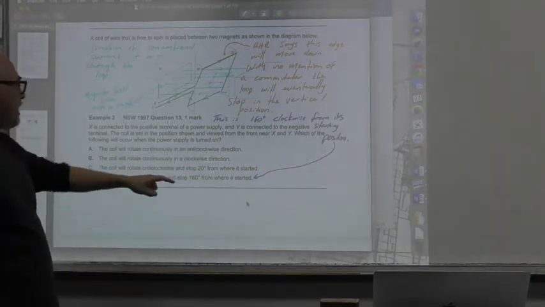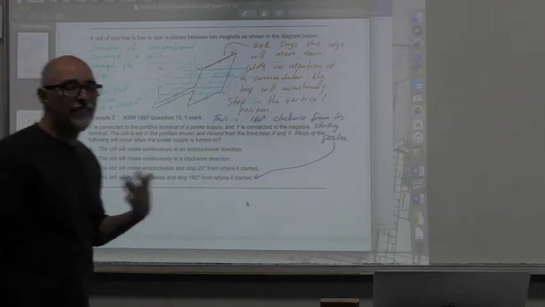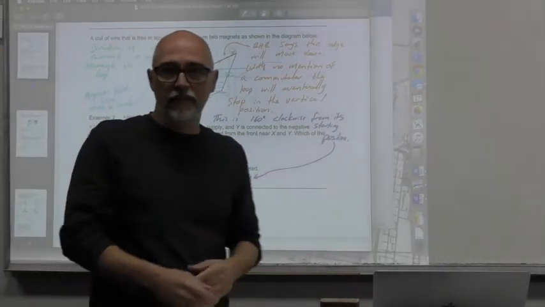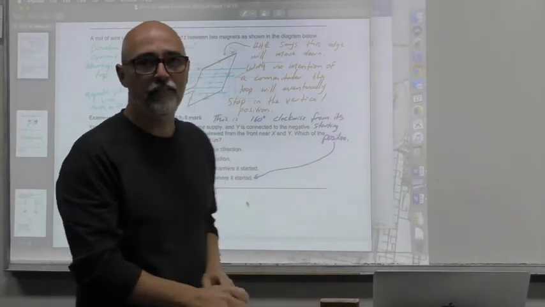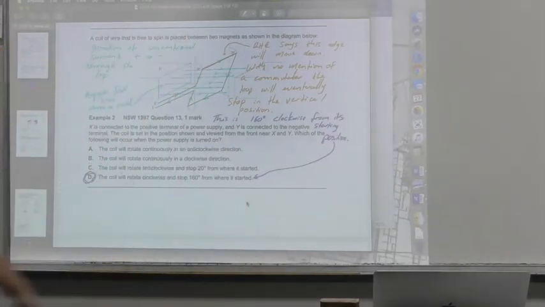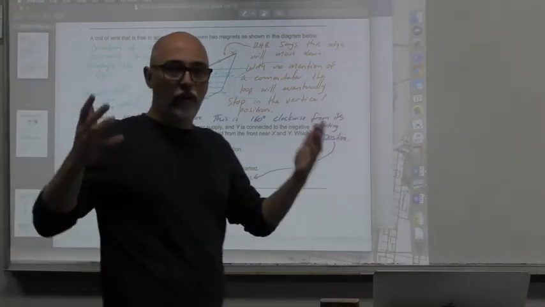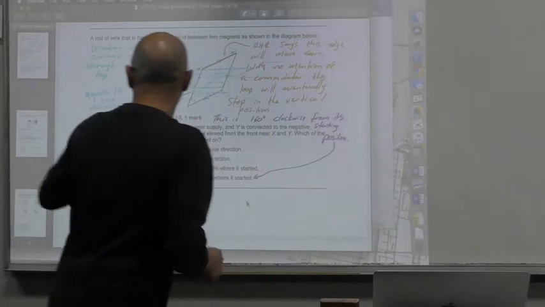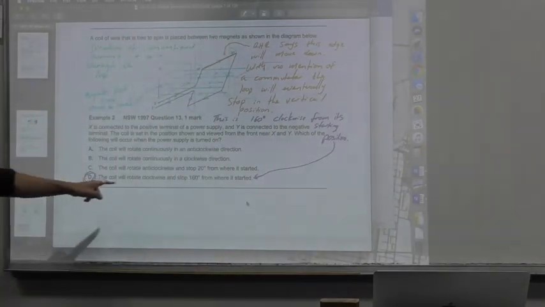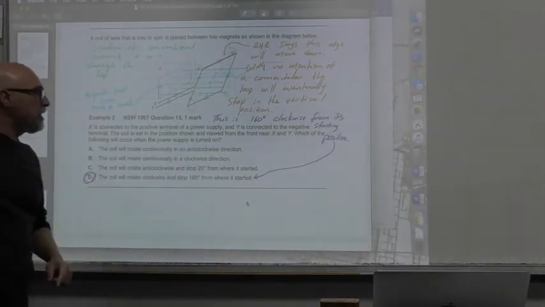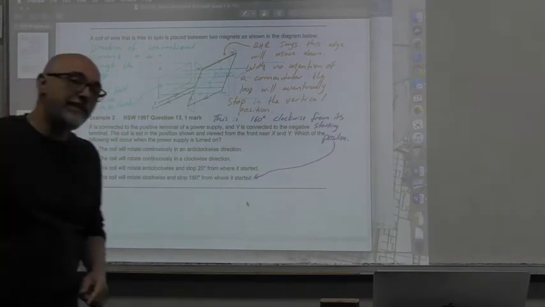The coil will rotate continuously in a clockwise direction. Again, it's not going to rotate continuously because there is no mention of a commutator being used here in what is clearly a DC situation. The coil will rotate anti-clockwise and stop 20 degrees from where it started. Why would it do that? D. The coil will rotate clockwise and stop 160 degrees from where it started.